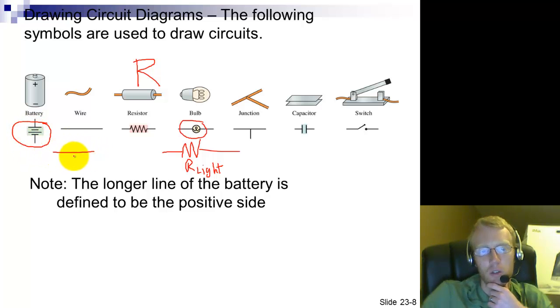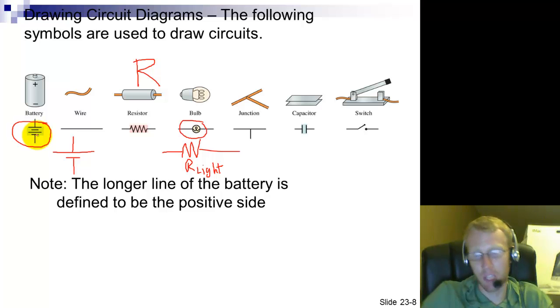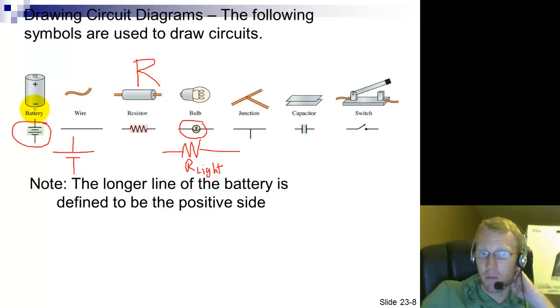But you can also just do one long line and one short line. You don't have to do the double. And if they do the double, it doesn't necessarily mean that there's 2 batteries. It's just a voltage source. Also for a battery, the longer side is always positive and the shorter side is always negative.